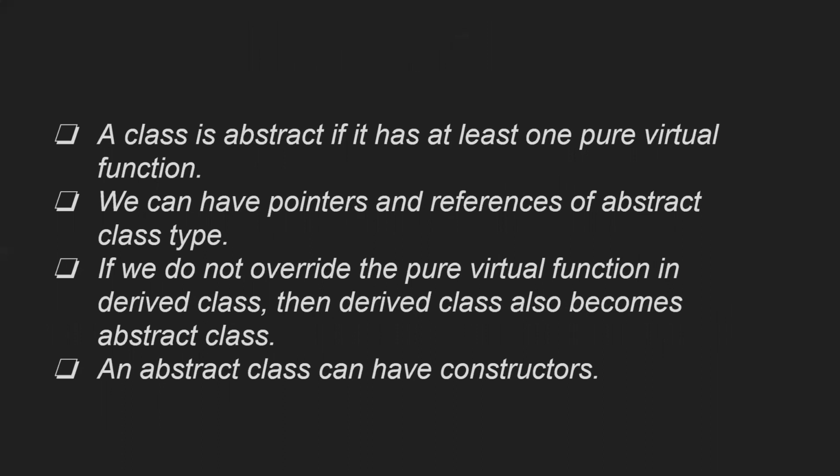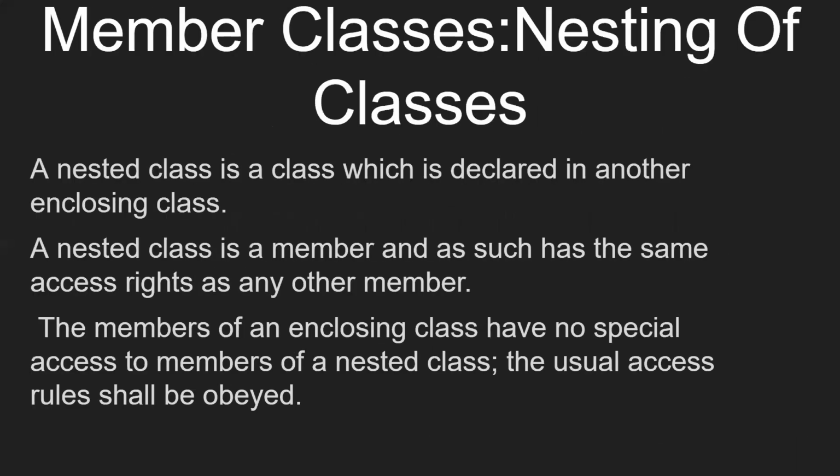We can have pointers and references of abstract class type. If we do not override the pure virtual function in the derived class, then the derived class also becomes an abstract class. An abstract class can have constructors. The last topic is nesting of classes.